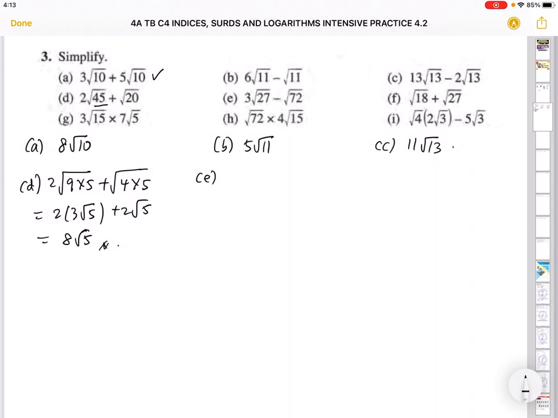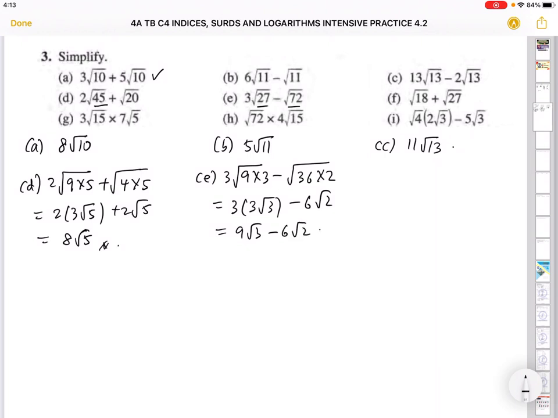For part E, again 27 and 72 we can simplify. 27 you need to think 9 times 3. 72 you need to think 36 times 2. If you can't do it mentally, use a calculator. Square root 72, you divide by 2, you get 36. Now we know 36 we can square root, right? We know 9 we can square root. Square root 9 is 3, so it's 3 root 3. Square root 36 is 6, 6 root 2. Answer is 9 root 3 minus 6 root 2.